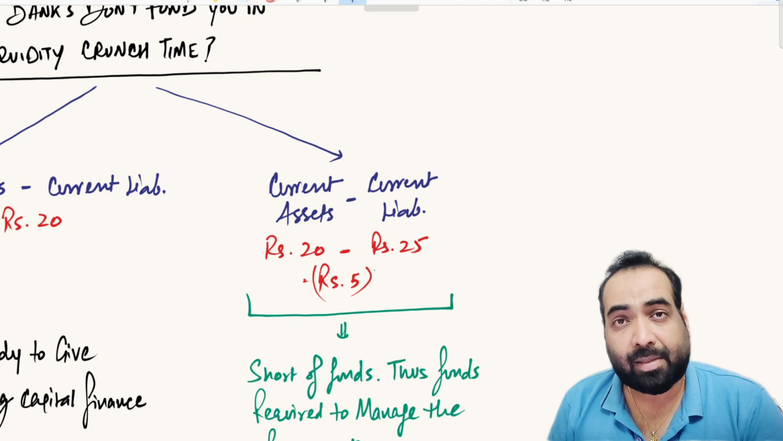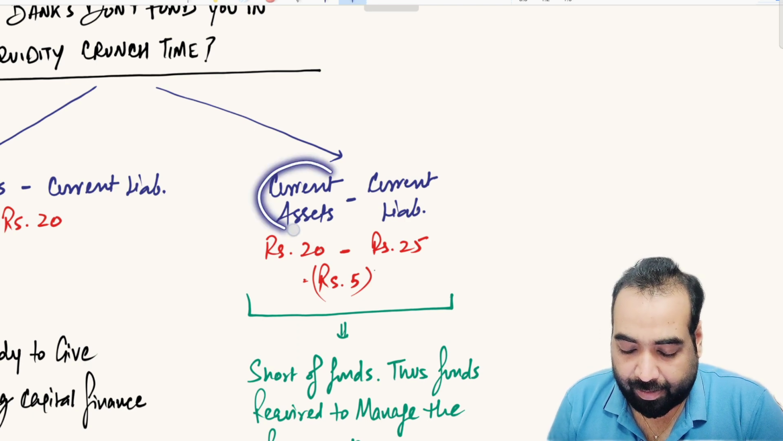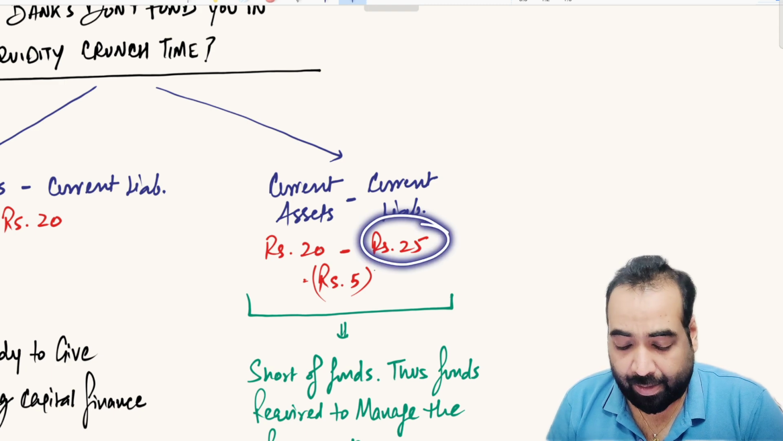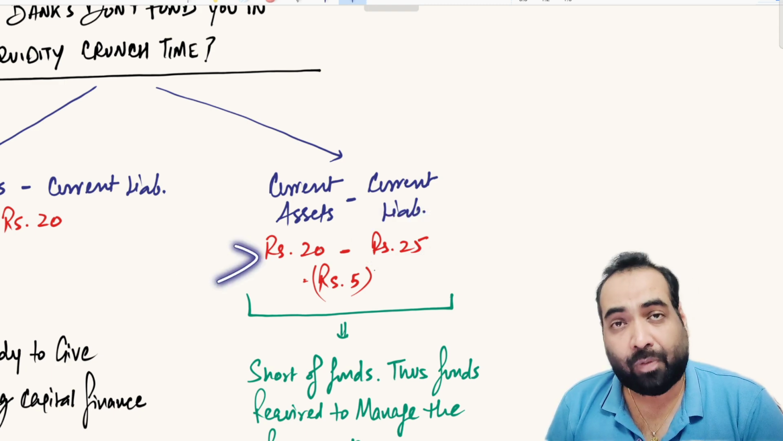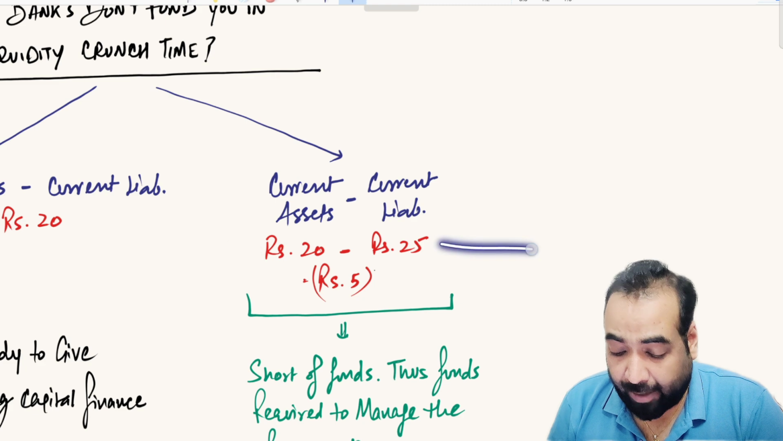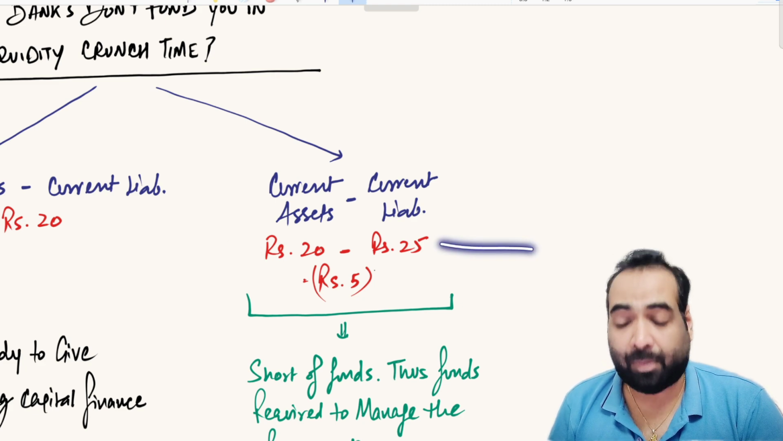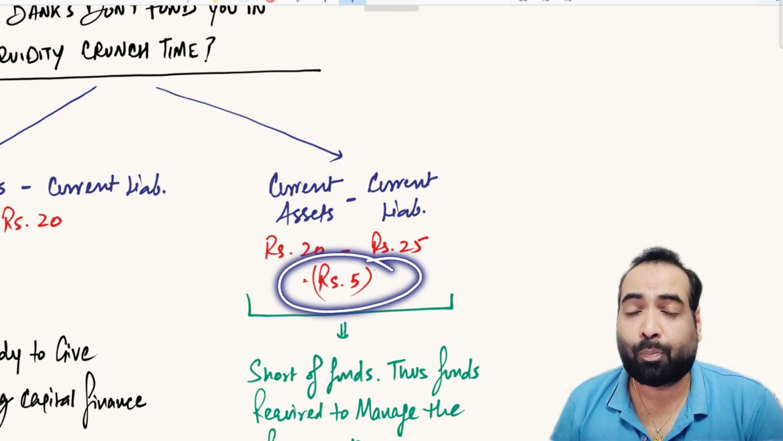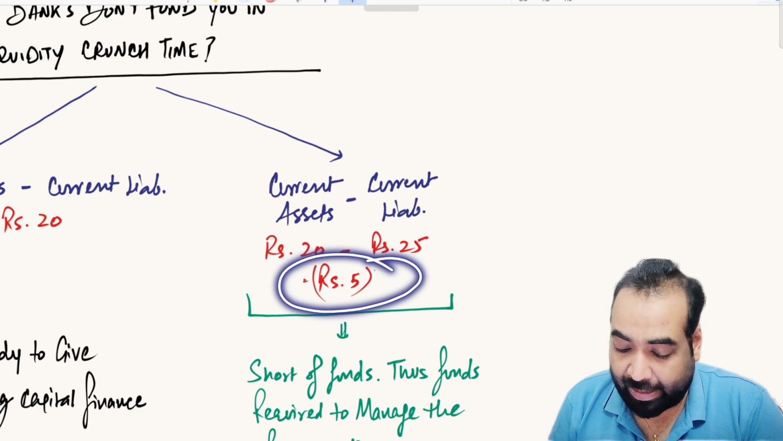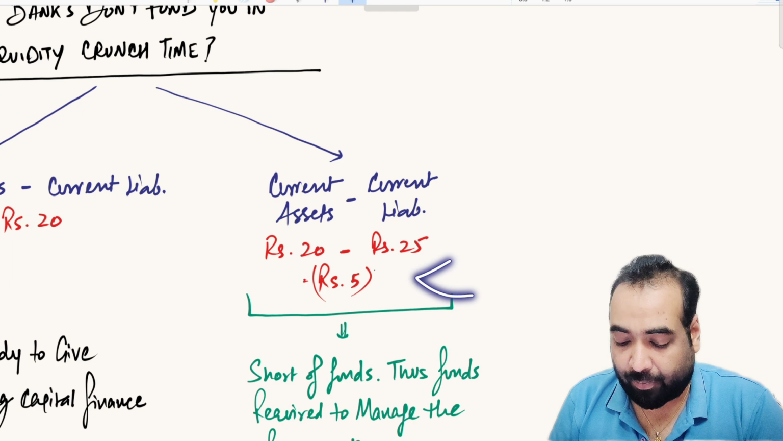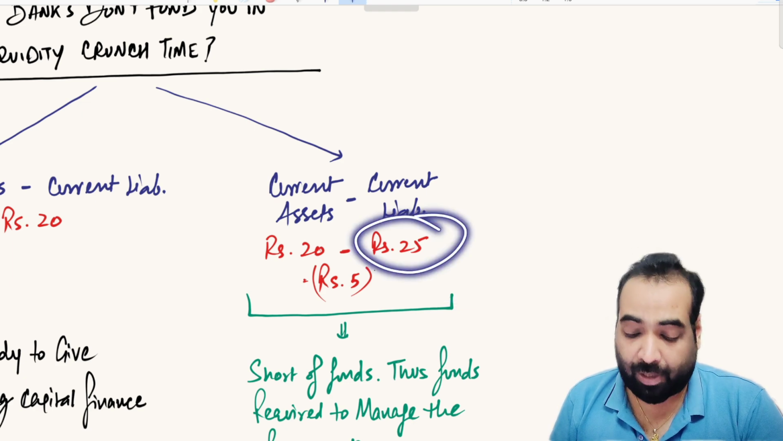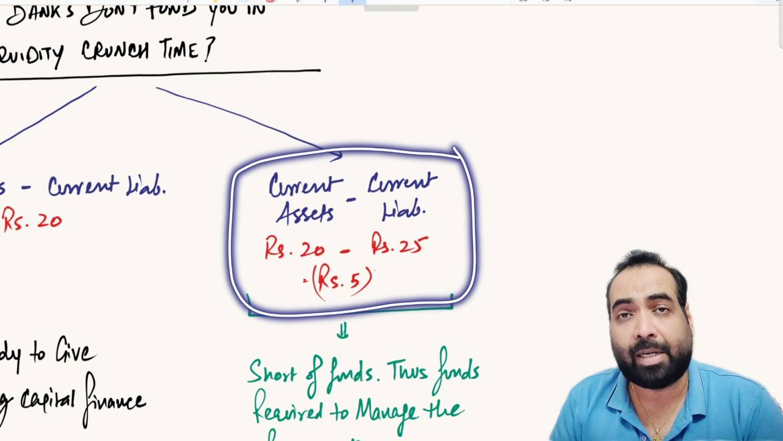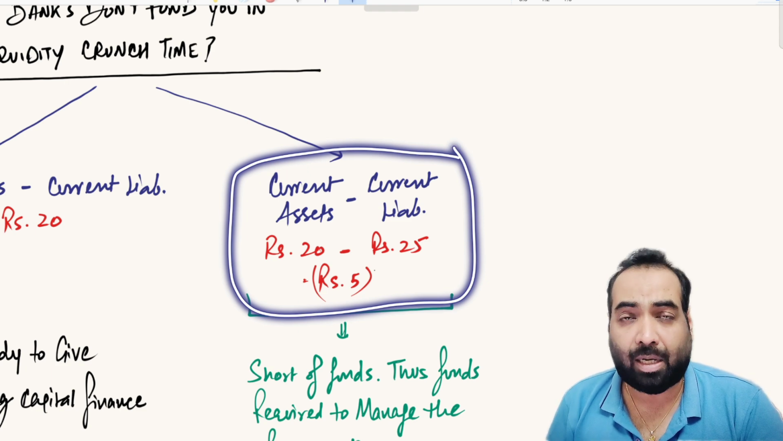Let us understand the second scenario now. Here the current assets are rupees 20 and the current liabilities are rupees 25. That means in the next 12 months you are planning to recover 20 rupees and you have to pay 25 rupees. That means you are short by 5 rupees. You don't have 5 rupees to pay in the next 12 months. You need that money to pay off the 25 rupees. So technically speaking, this situation represents that you need money for your business to repay your liabilities.